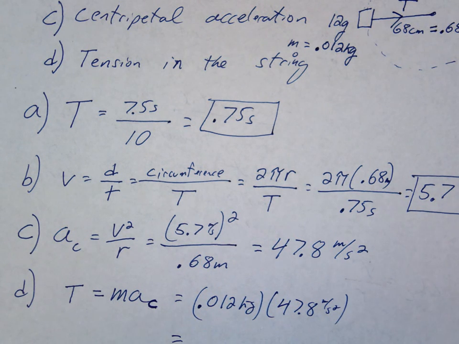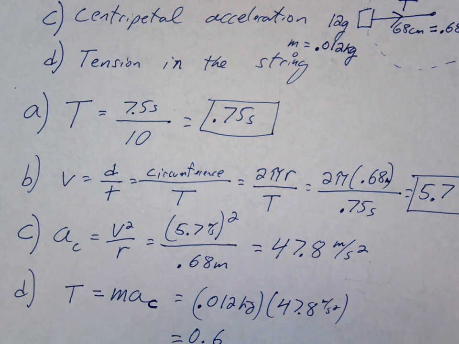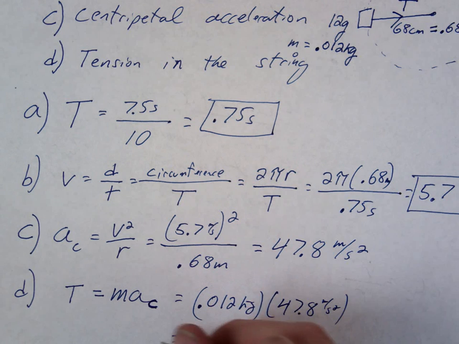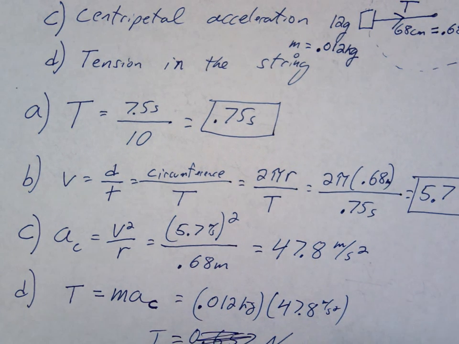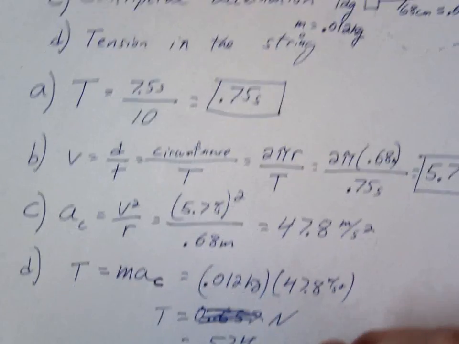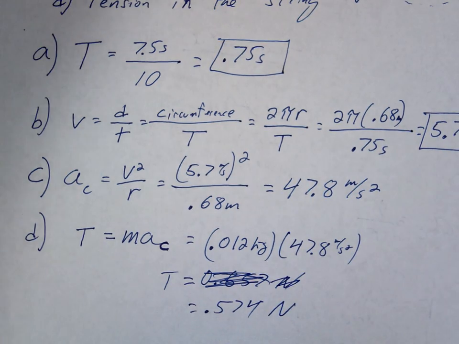Less than 1, 0.7, 0.6, point what? 6. No, 0.57. 0.574. Okay, so that would be our tension.